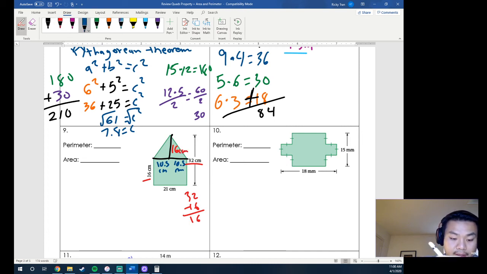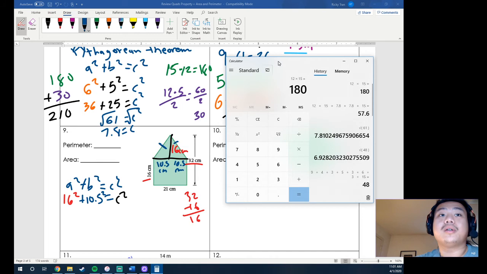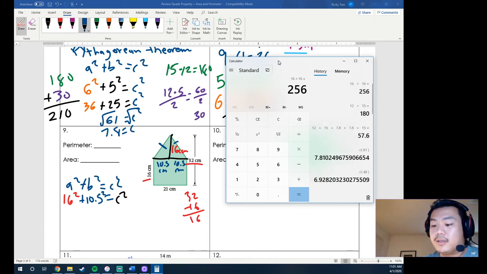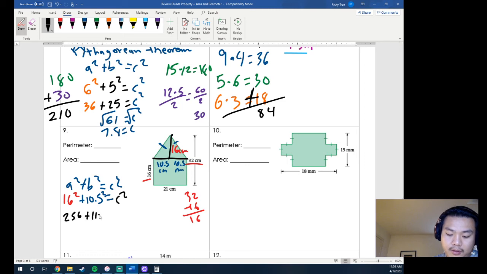So, in order to find this length here, again, we're using the Pythagorean theorem, a squared plus b squared equals c squared. I know, Schoology is having issues right now. Give it a little bit. All right, so a squared plus b squared equals c squared. We're going to use 16 as a squared plus 10.5 as b squared is equal to c squared. Oops, I forgot the square. I'm going to plug this in the calculator real quick. So 16 times 16 is 256, and then 10.5 times 10.5 is 110 point something.